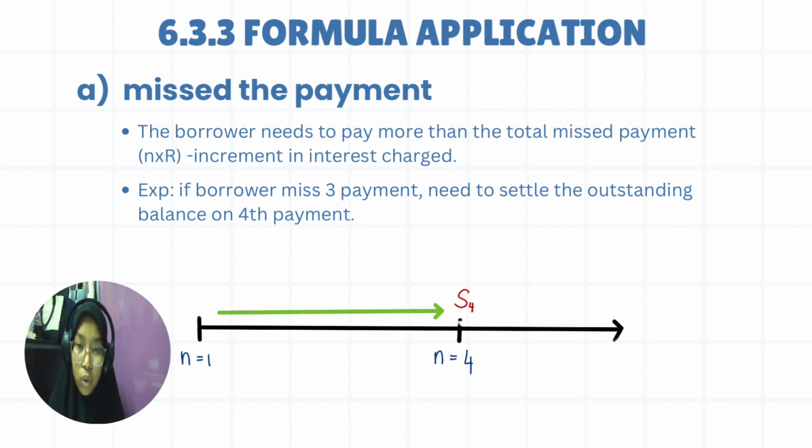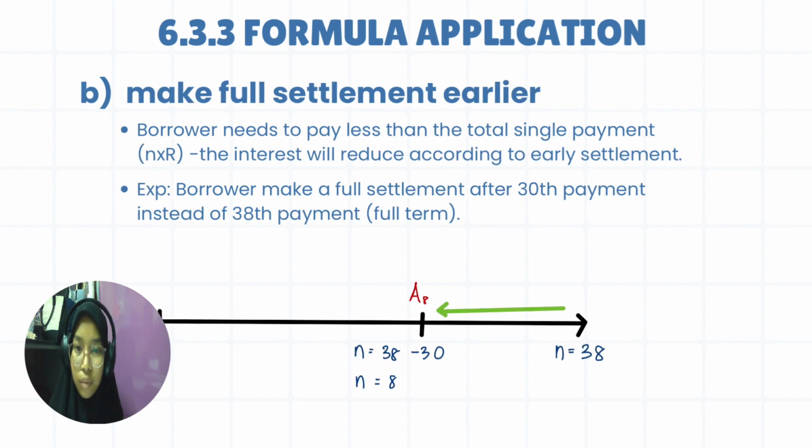So how do we want to know? We just have to find the future value of the payment. So that is B. So for B, make full settlement earlier.